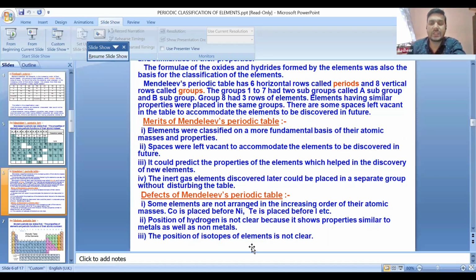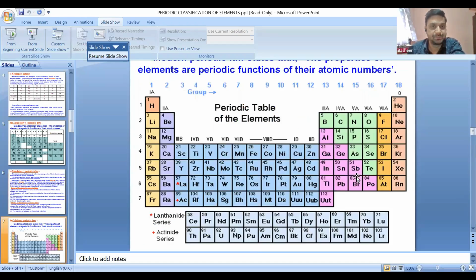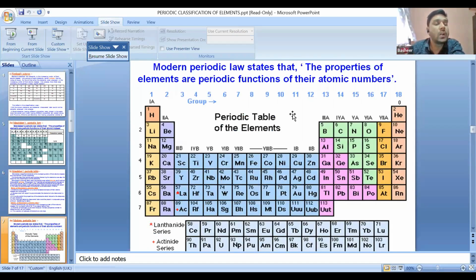Okay, so these are the defects and these are the merits of the periodic table. Now this is the modern periodic table law, totally prepared, and whatever the empty spaces or vacancies Mendeleev left were also filled by the future scientists who came and discovered the elements. If you can see the modern periodic table, the properties of the elements are the periodic function of the atomic numbers.